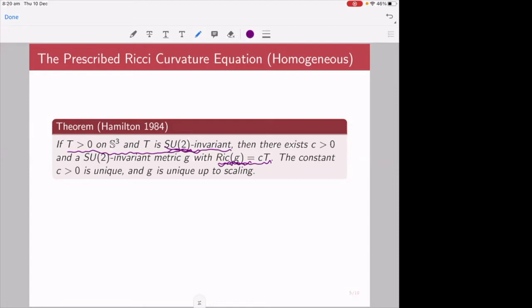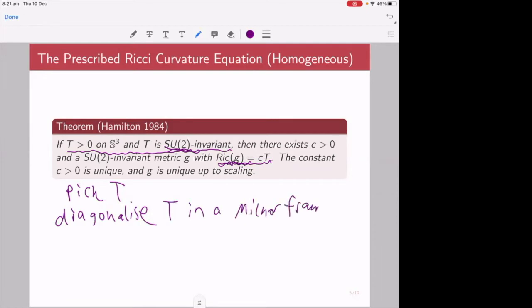There is a subtlety here, however, and this is the issue of uniqueness. Usually the proof goes: pick T, diagonalize T in a Milnor frame, and then you get your existence by finding a G which is diagonal in that same Milnor frame.